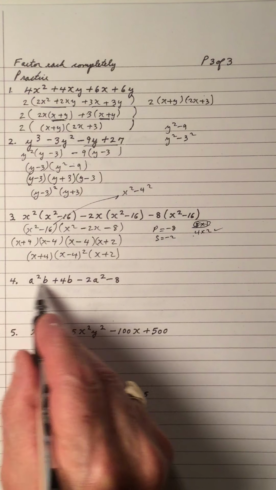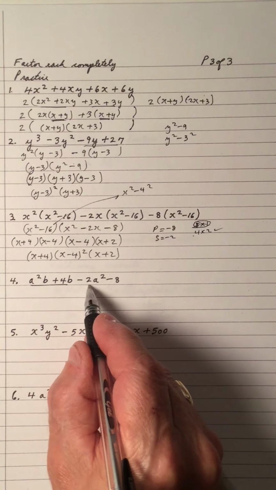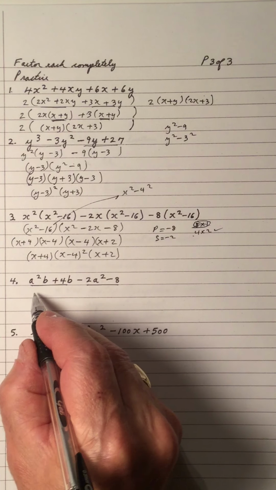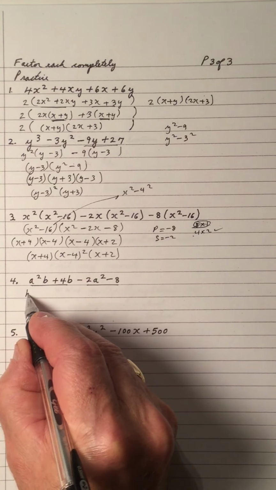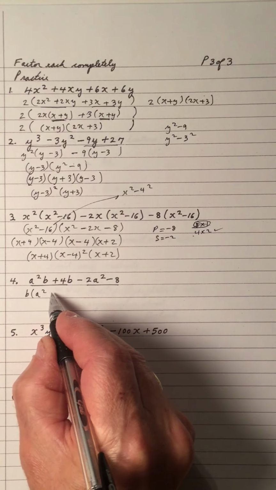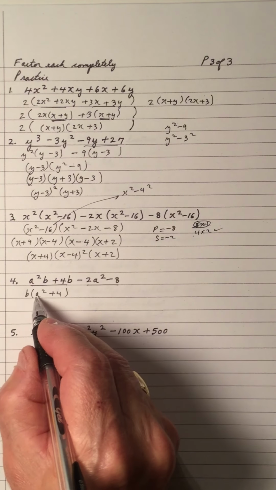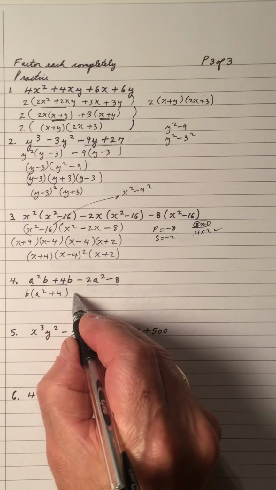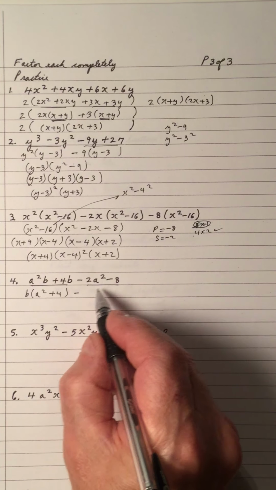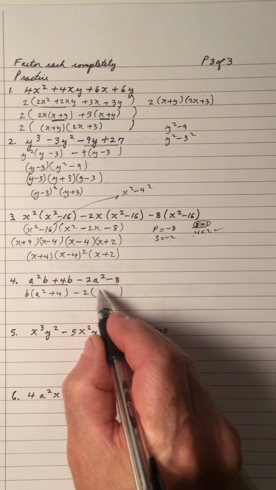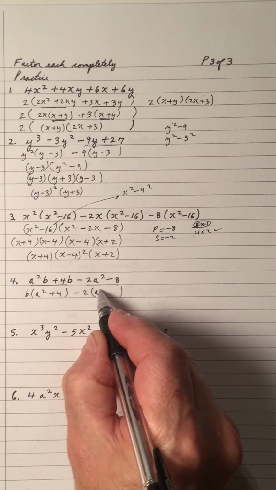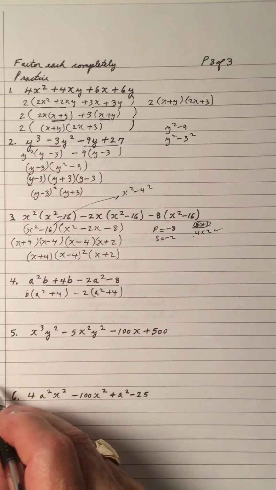And number 4, we have 4 terms, so it's grouping, and we take a b out of the first one, we get an a squared plus 4. B is the GCF, so we get a squared plus 4. We have a negative, and we have a 2 common.